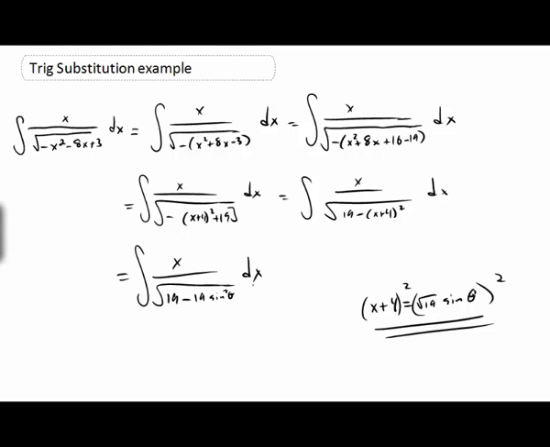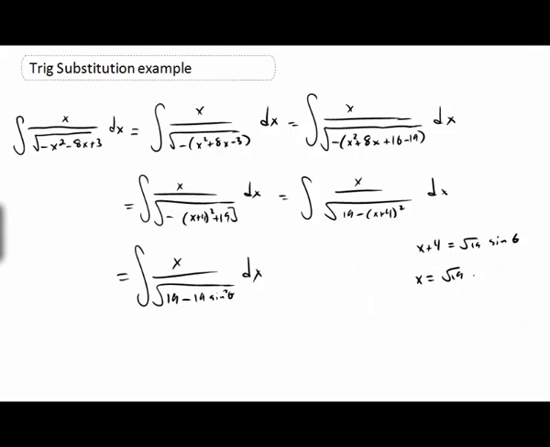Dx. Now, of course, now that we're converting our variables from x over to theta, I need to make sure I change them all over to thetas. So how do I do that? Let me rewrite my substitution. I'm letting x plus 4 equal the square root of 19 times sine of theta. That tells me that x is equal to the square root of 19 sine of theta minus 4. So I can replace my numerator with that value, the square root of 19 sine of theta minus 4. And then I have to find dx.